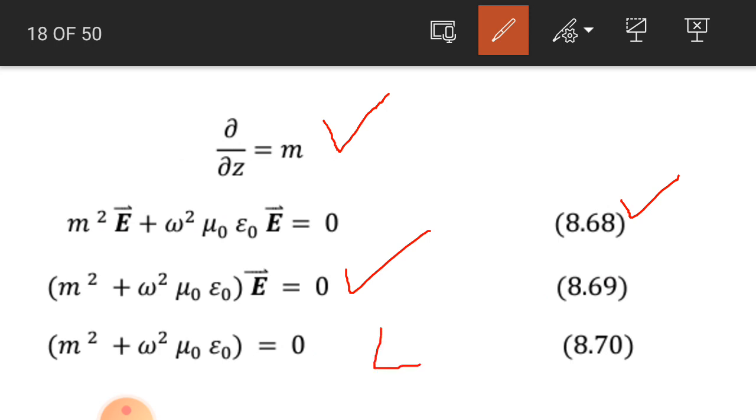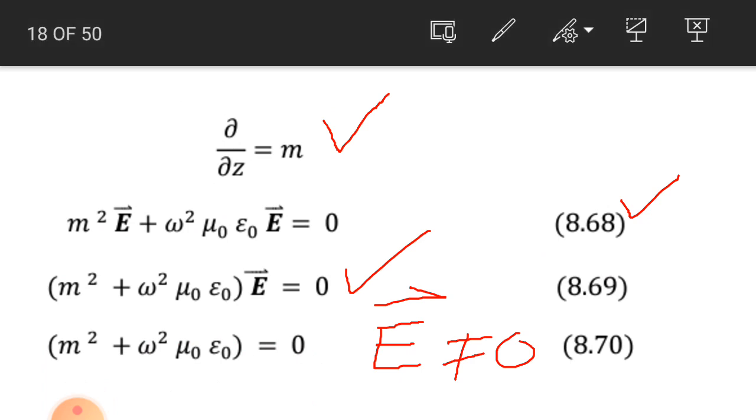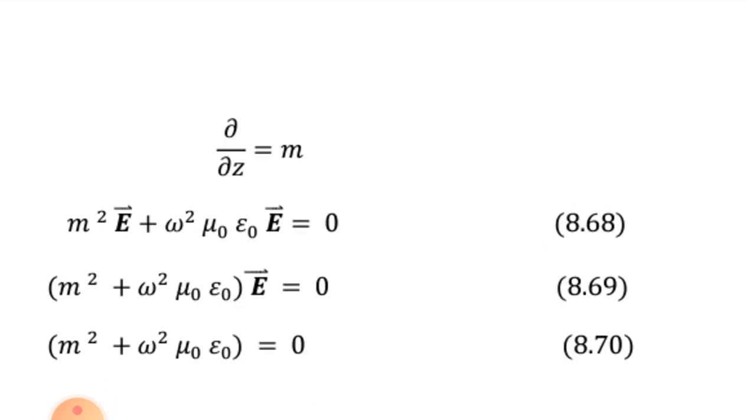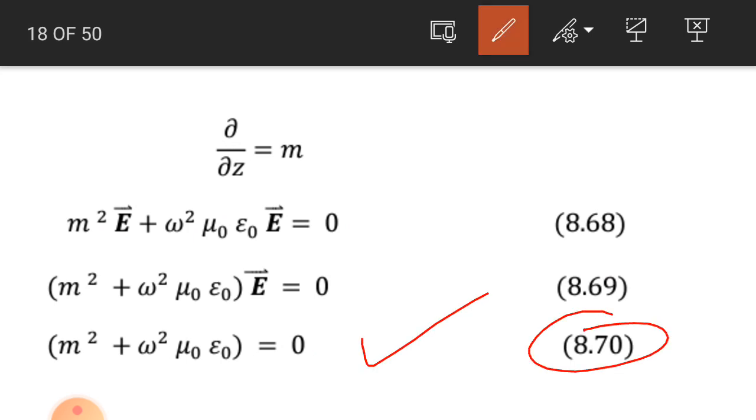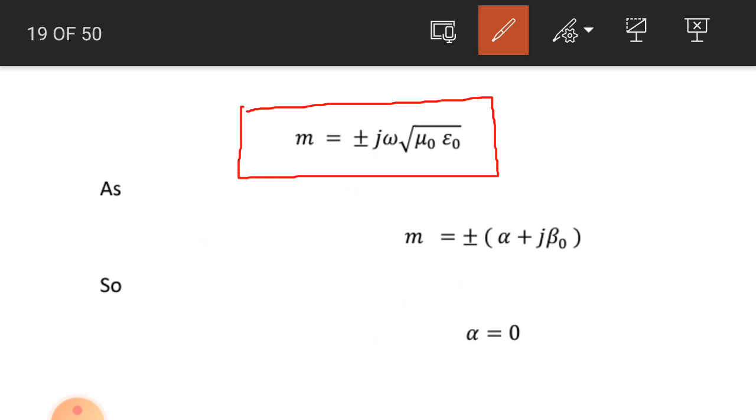We know that the phasor value of the electric field intensity is not equal to zero, because this represents the wave in free space. So obviously, m squared plus omega squared mu naught epsilon naught will be equal to zero. This equation is known as the auxiliary equation of the second order homogeneous differential equation. We need to find out the roots of this equation, and there will be two roots. The roots are imaginary: plus j omega under root mu naught epsilon naught and minus j omega under root mu naught epsilon naught.